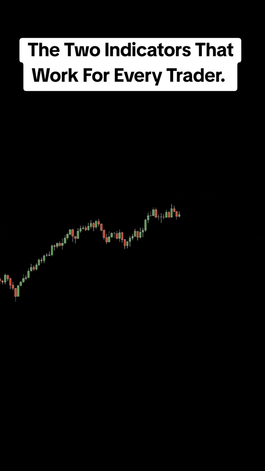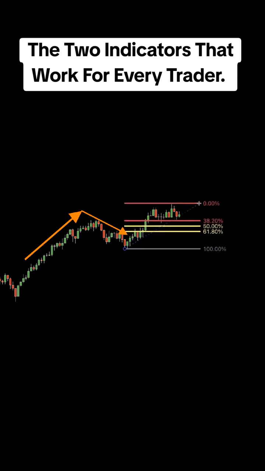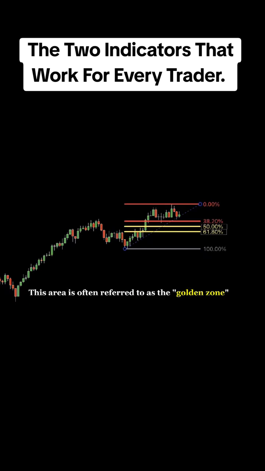Let's break down a chart example so you can see how Fibonacci retracement works in real time. In this case, the market is clearly in an uptrend, shown by a strong bullish move. That's your impulse leg. After the push, we get a pullback. To apply the Fibonacci tool, you start by drawing from the low of the move up to the high. As price starts to retrace, keep your eye on the zone between the 50% and 61.8% levels. This area is often referred to as the golden zone.